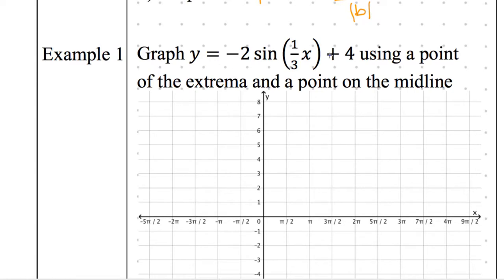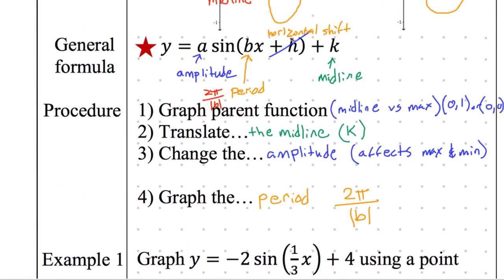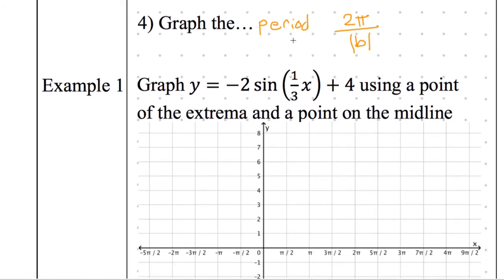We're going to graph this thing. Notice that there's no H in here. We don't talk about Fight Club. So it's going to be on 0, right? So that means you're not shifting it left or right. Exactly. It's going to be on 0.